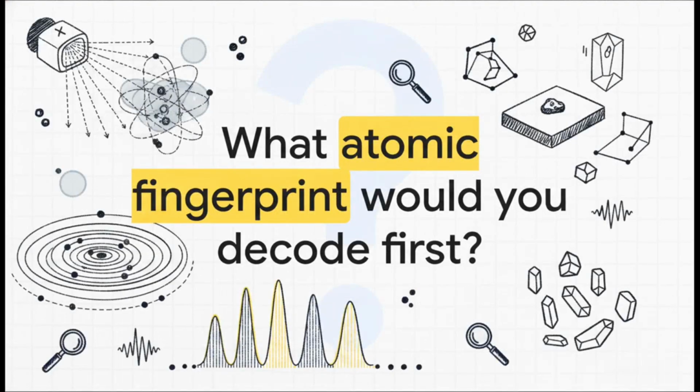So there you have it. You are now equipped with the fundamental understanding of how we bounce light off unseen atoms and translate their echoes into a blueprint of reality. It's honestly like having microscopic X-ray vision. So my question to you is this. Now that you know how to read the structural code of the universe, if you could put any material on that goniometer right now, what atomic fingerprint would you decode first?